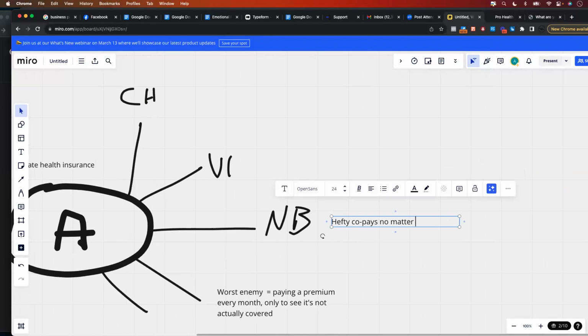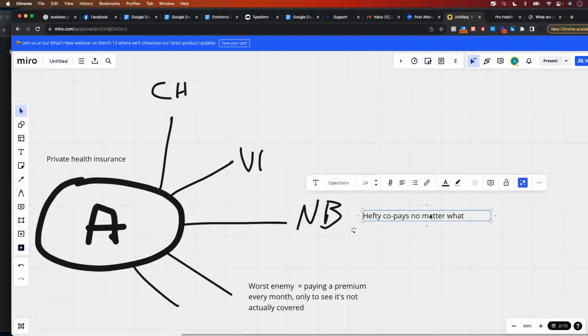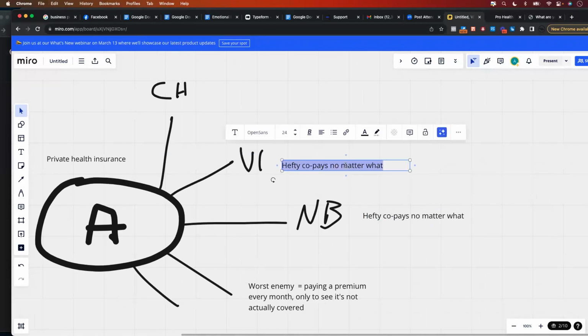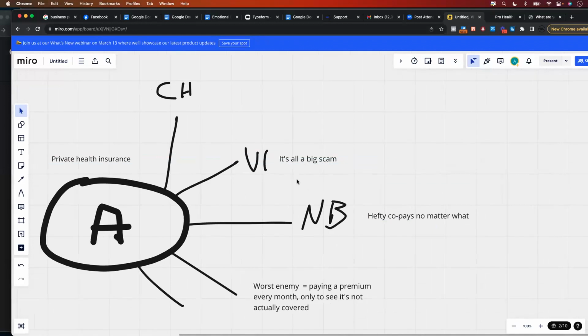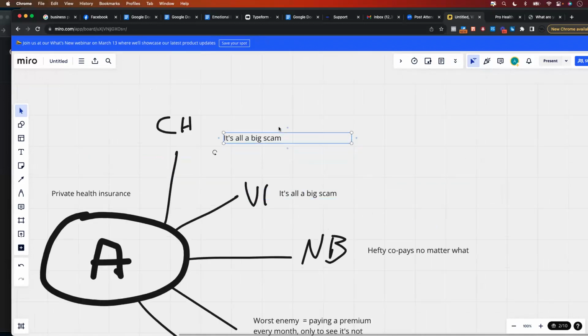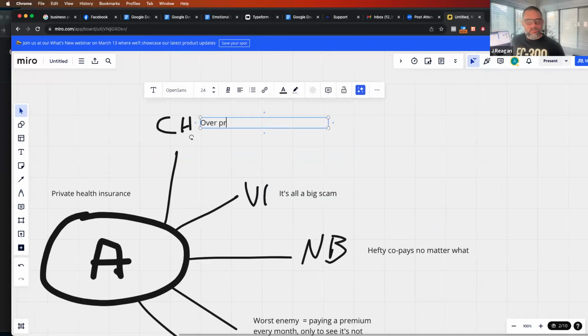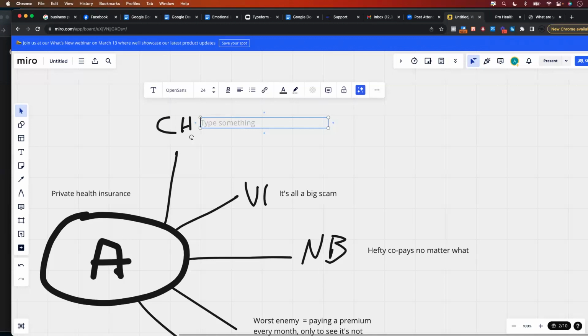So a negative belief is like hefty copays. The victim icon is, it's all a big scam. Customer hates could be overpriced. Getting bombarded. Well, what does it hate, the plan or the process? Because people are currently getting bombarded. If they put their information into a lead form, basically they sell their information to lead companies, and then they get absolutely bombarded with calls and texts, all that stuff. Bombarded with too much info.